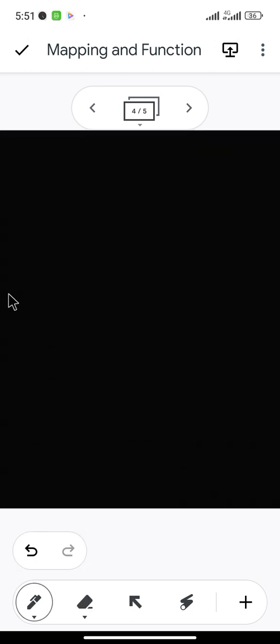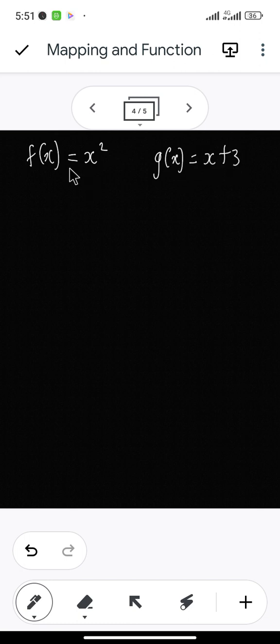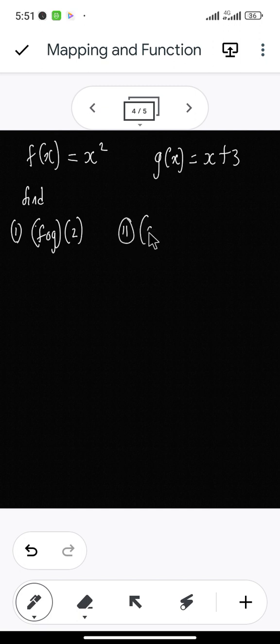Now a question can come this way. They can say, example, if f of x is equal to x squared and g of x is equal to x plus 3, find (i) f of g of 2 and (ii) g of f of 2. Now solution.